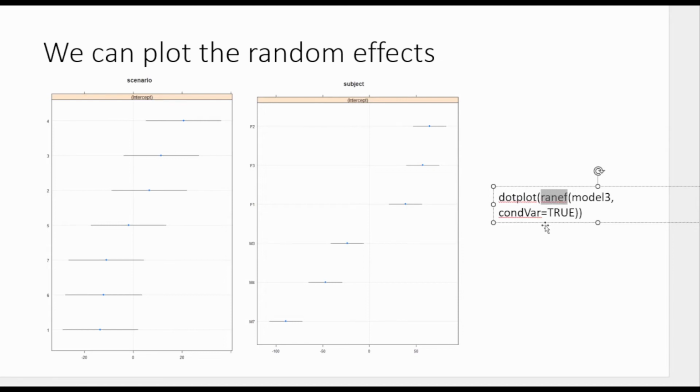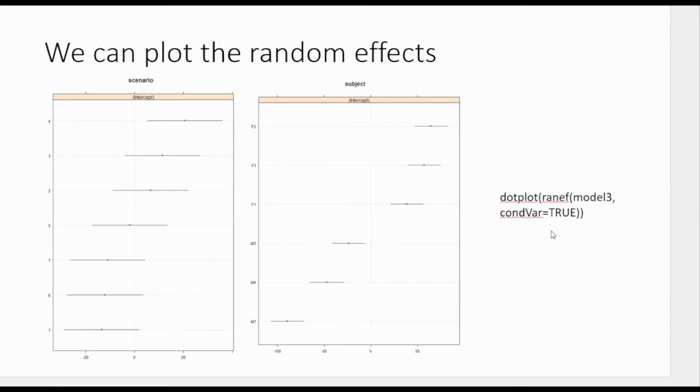Random effects tells us that we want the random effects of model 3, and the conditional variance should be true. Right, so if we look at these plots, 0 represents the overall average of all participants and all conditions combined, right? So if we wanted to look at the influence of scenario, the random effects, you can see that the first scenario resulted in a lower frequency than average, whereas the fourth scenario resulted in a higher frequency than average.